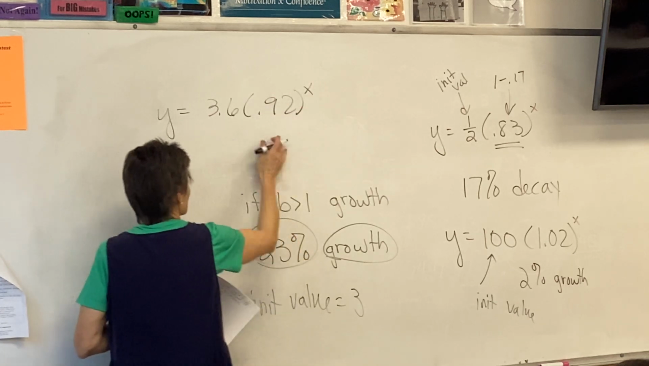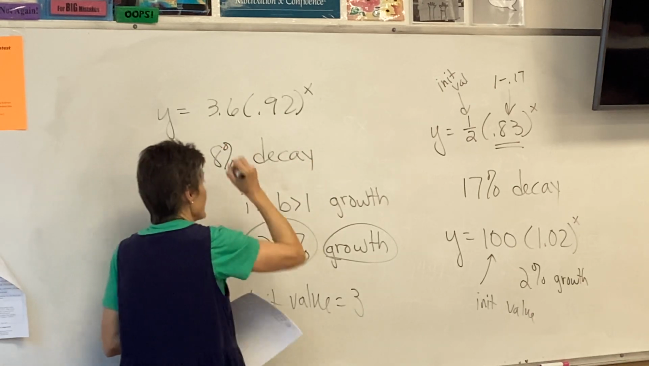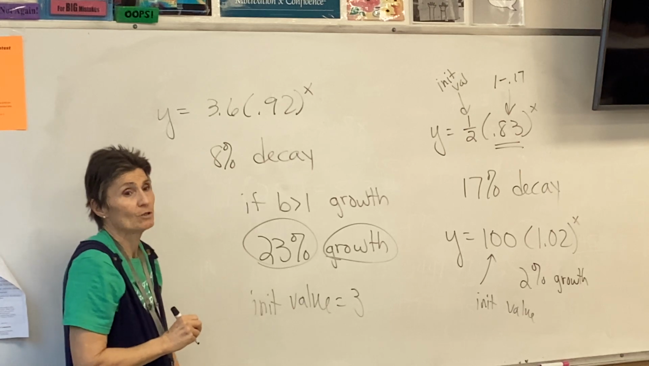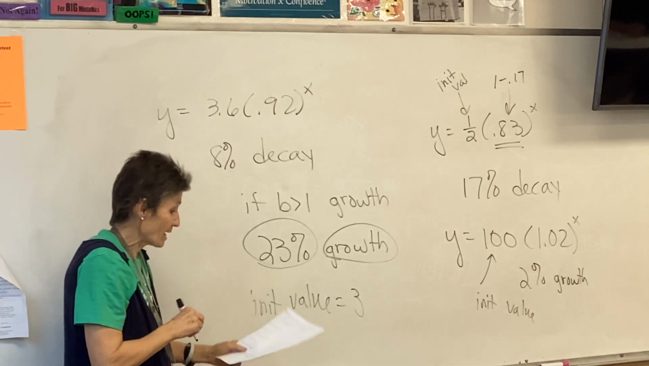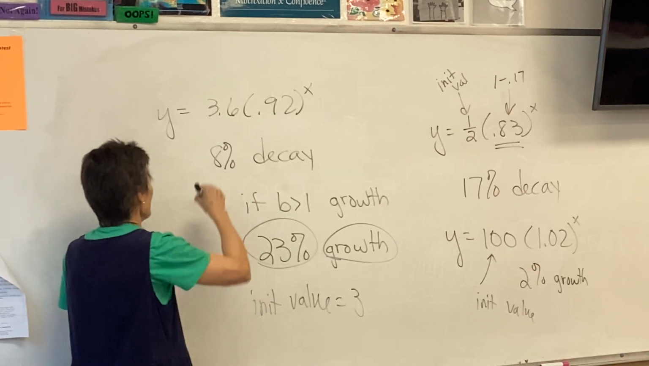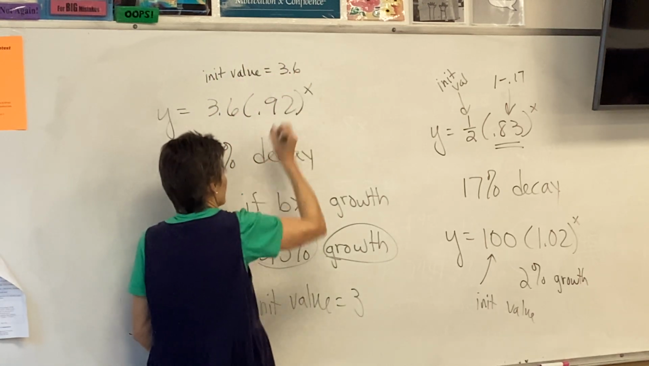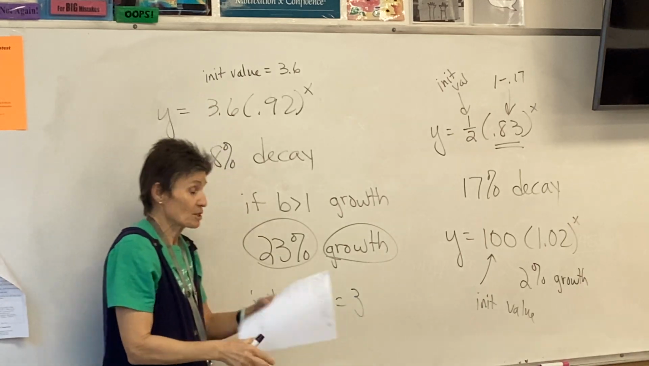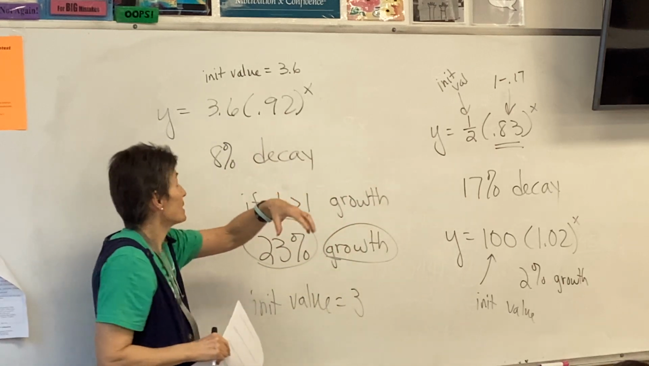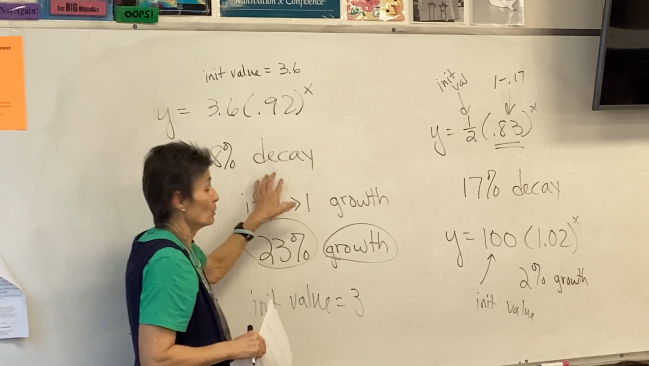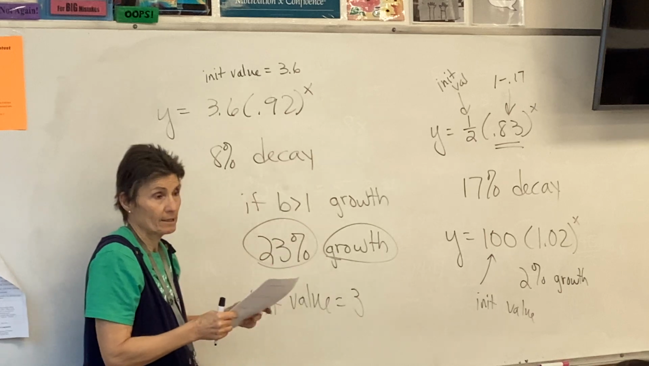Growth or decay? Decay. And what percent decay? 8%. Very good. Do we have to write in our initial value? Now it says, what is the initial value? State the initial value. So the initial value is 3.6. So that means I'm starting, whatever this is, let's say it's 3.6 pounds, and every day I'm losing 8% of it. That would be an example of what's going on in here.